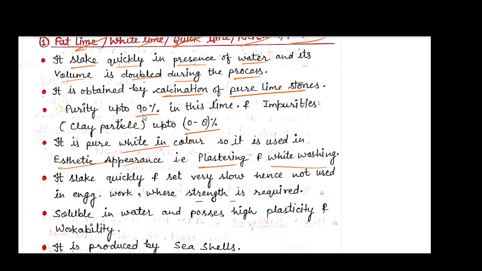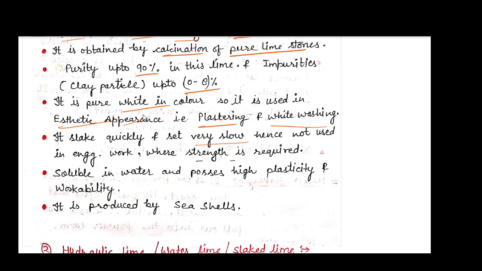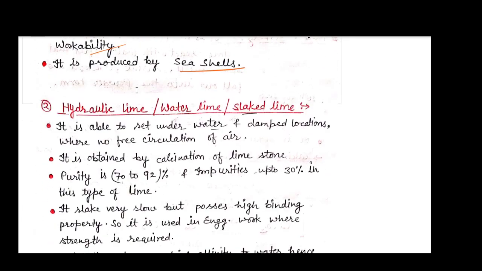lime. It slakes quickly and sets very slowly, hence it is not used in engineering works where strength is required, meaning its formation of strength is less compared to the other limes, so it is not used for major engineering work. It is soluble in water and possesses high plasticity and workability. So when added with water, it becomes soluble and possesses high plasticity and is workable. Workable means you can easily work on it. It is also produced from seashells because seashells contain limestone.